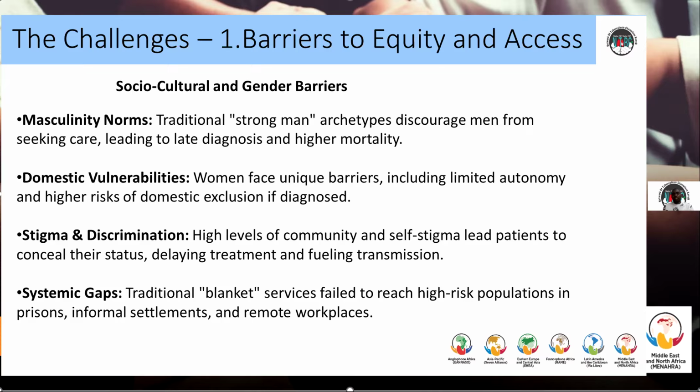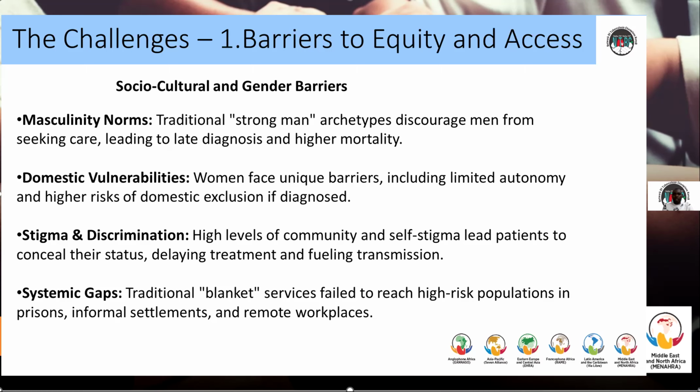Then systemic gaps, traditional blanket service, whereby we say all services are available from 8 to 5 p.m. So what about the population that don't have time, that are not available at that time to come for services? Definitely they will be missed out. Those that are in prison will be missed out. And those that work in remote areas will be missed out because they can't operate like 8 to 5. Maybe flexibility is very critical.